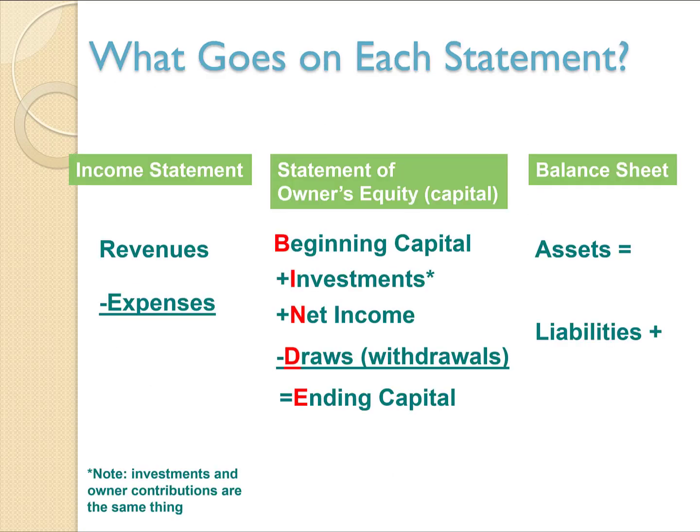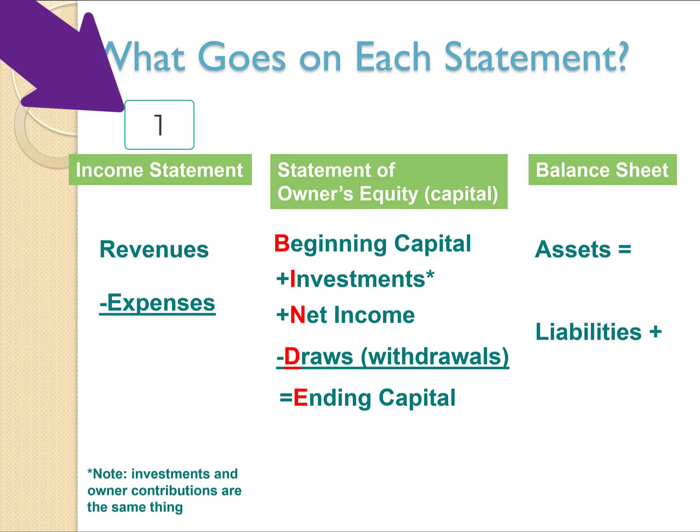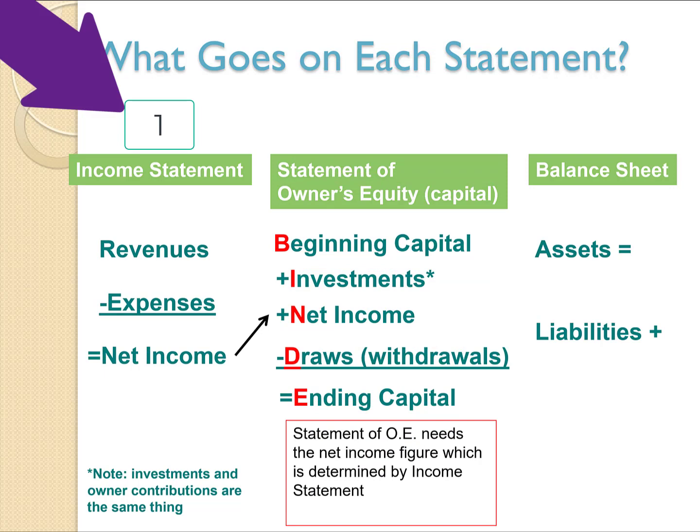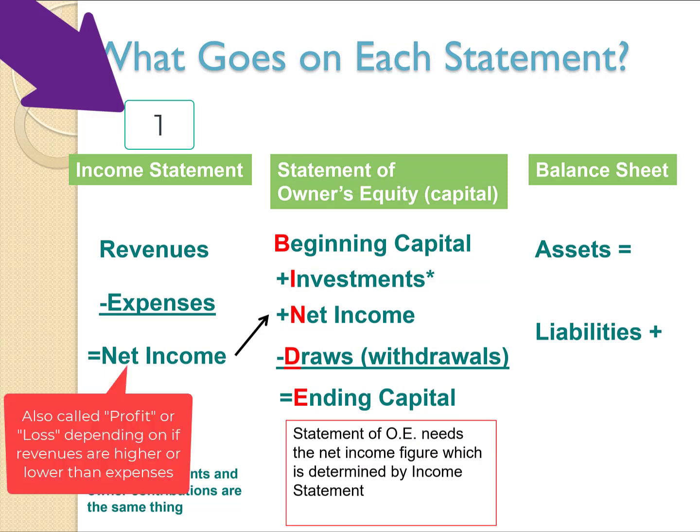So let's look at the three formulas for the three main financial statements. We always start off with the income statement because we want to find out if the company's made a profit or loss. The formula is simple. It's revenues minus expenses equals net income or net loss. Some companies call that profit or loss.